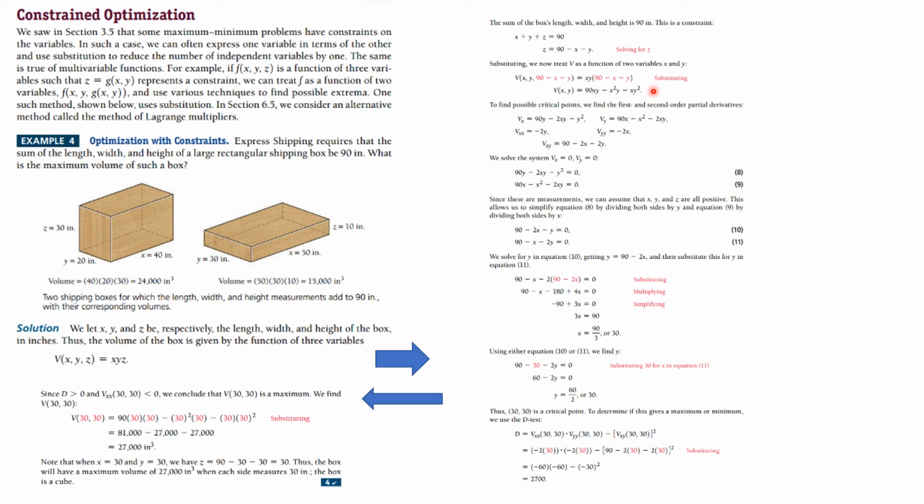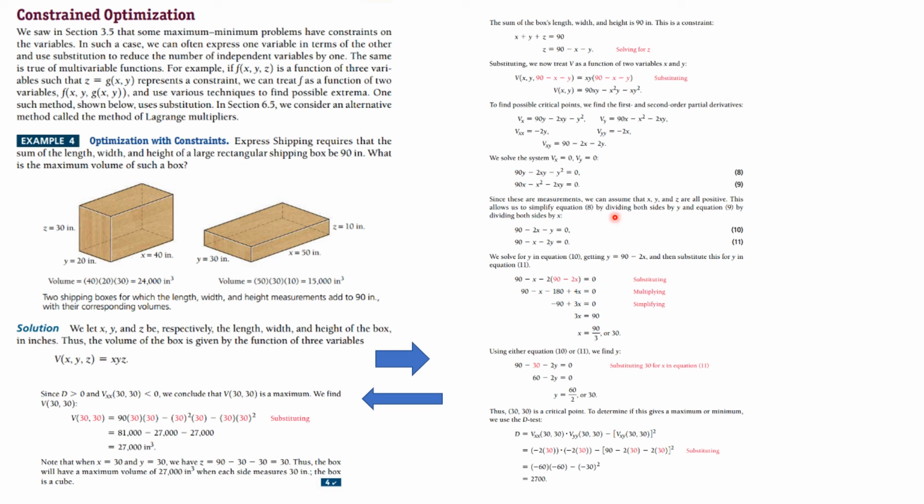So to find the critical values, what we're going to do is take the first partials and all 3 of the second partials. Again, you should make sure that you can do all of these calculations. And then we're going to solve the system for Vx equals 0, Vy equals 0, getting this.